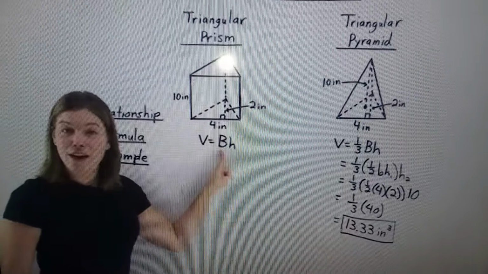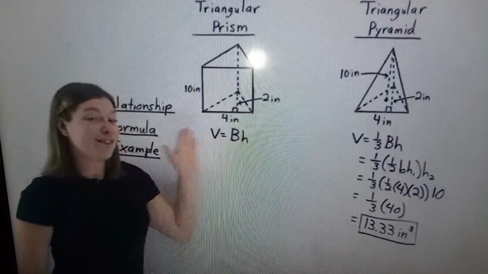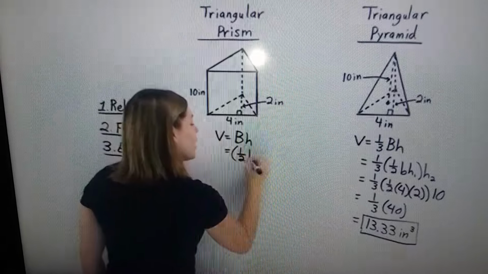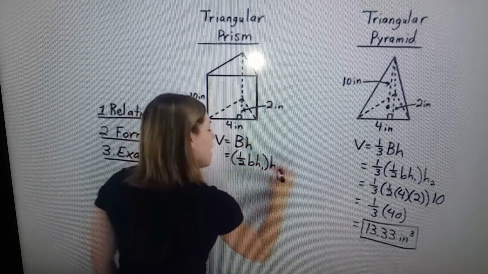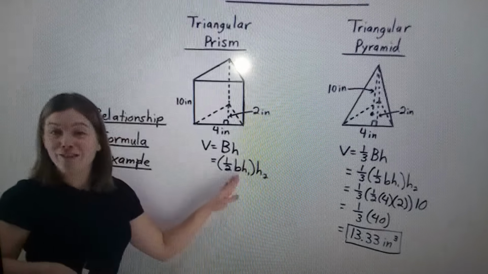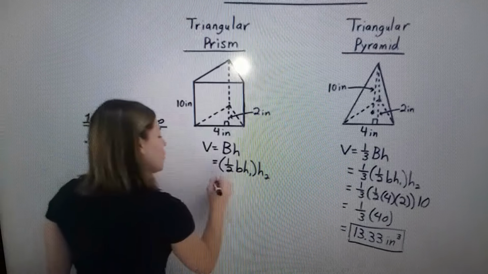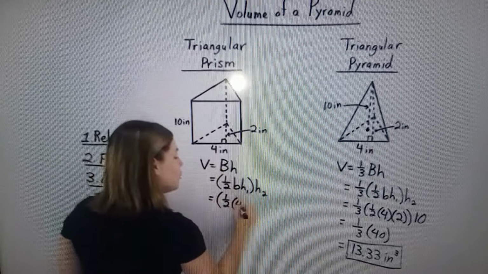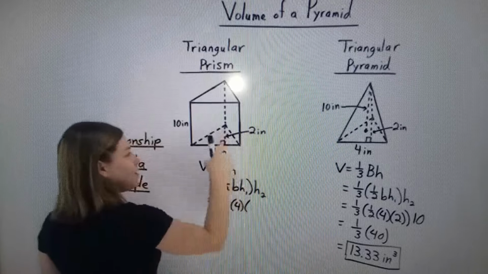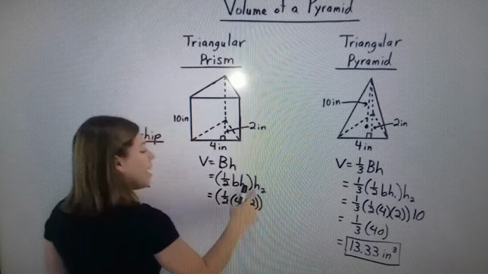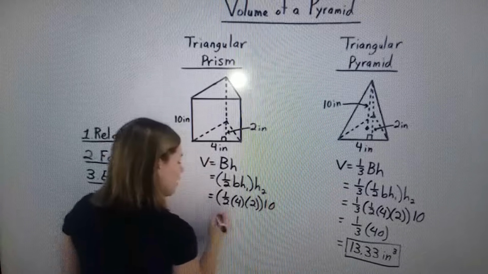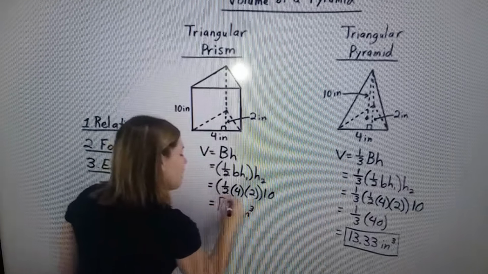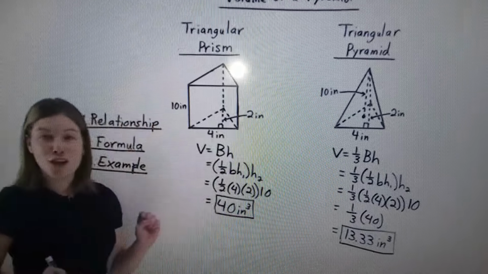Again, we need to take the area of the base times the height. And since we have a triangular prism, the area of our base is the area of a triangle, 1/2 the base times the height. So again, we have these variables. We plug in those values and simplify. We have 1/2 the length of the base, which is 4 inches, times the height of the base, which is 2 inches, times the height of the entire prism, 10 inches. When we simplify, we get 40. So the volume of this prism is 40 inches cubed.